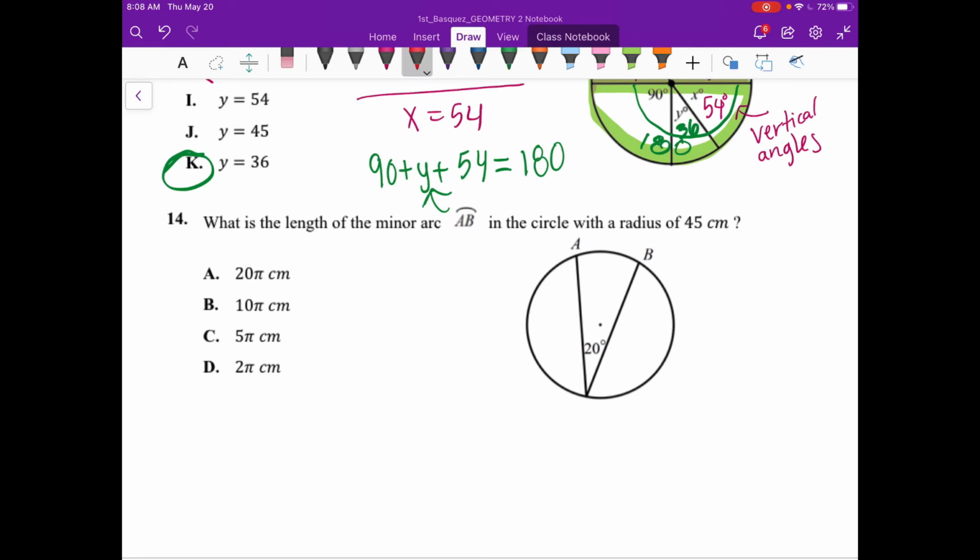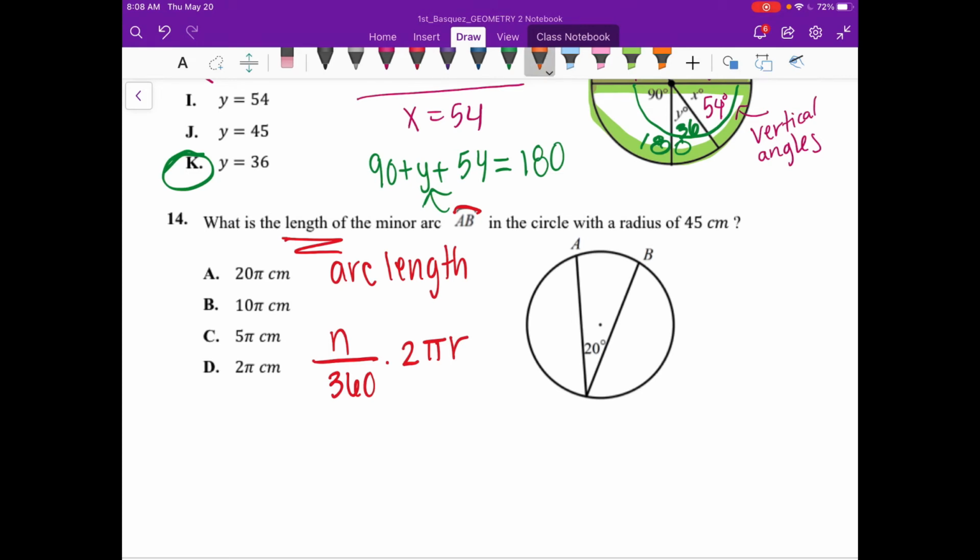Number 14, what is the length of the minor arc AB? So this is the length of an arc, so you should be using the arc length formula, which is n over 360 times 2 pi r. So it's essentially taking the circumference, but not finding the circumference of the whole circle, just part of it.